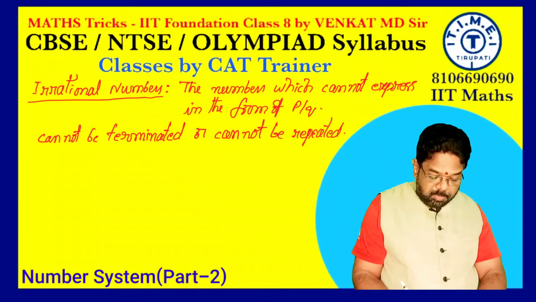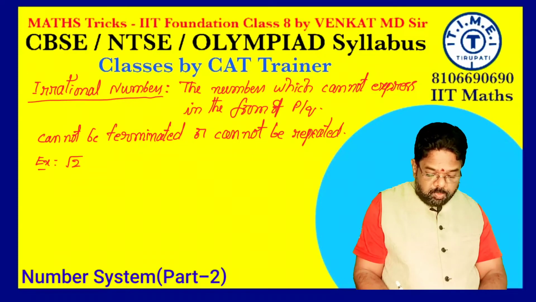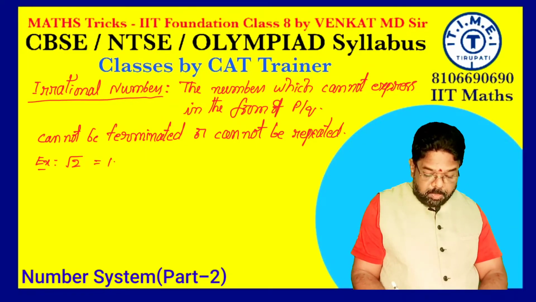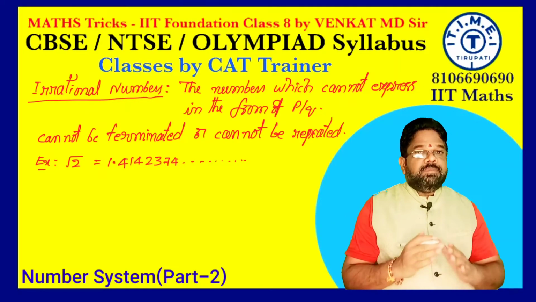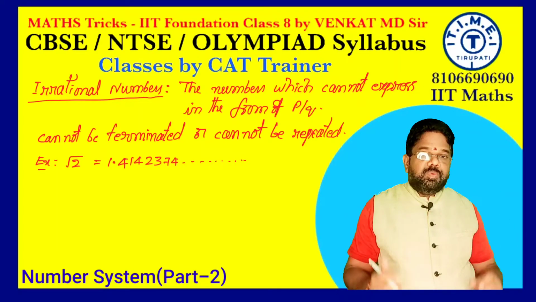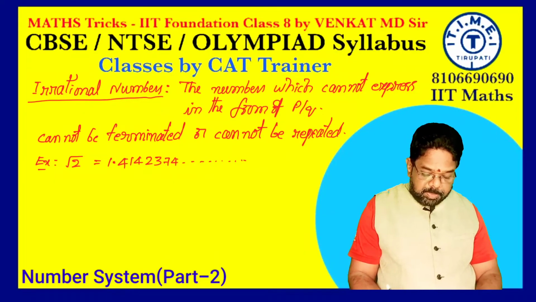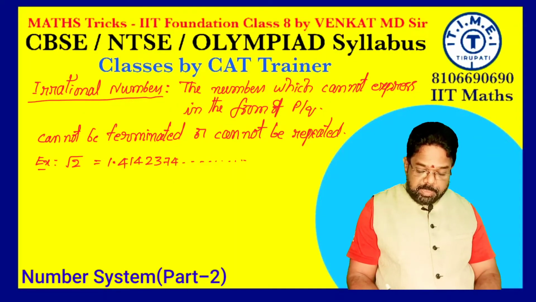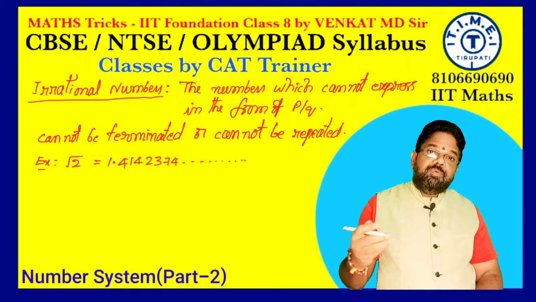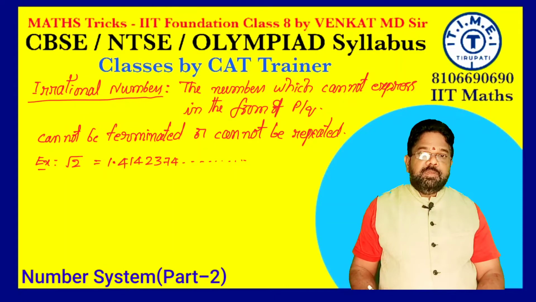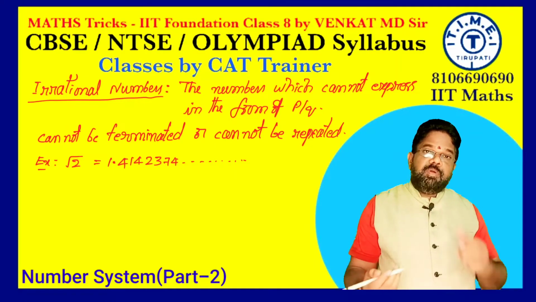Observe a few examples. Suppose root 2. What is the value of root 2? 1.4142374 and so on up to infinity. There is no exact value for root 2. It cannot be terminated, cannot be repeated. Like 1.4142394 and so on up to infinity. So these values cannot be written in the form of p by q.